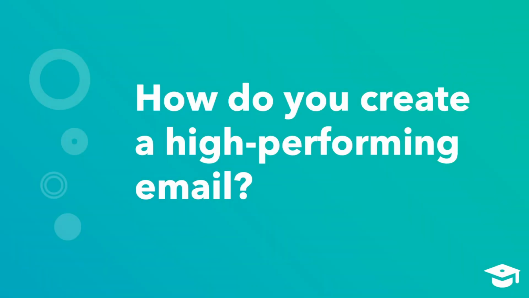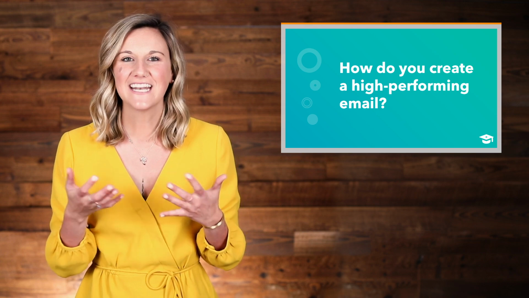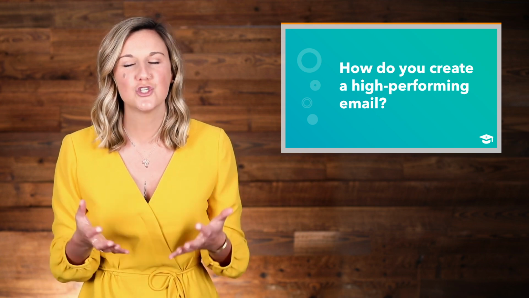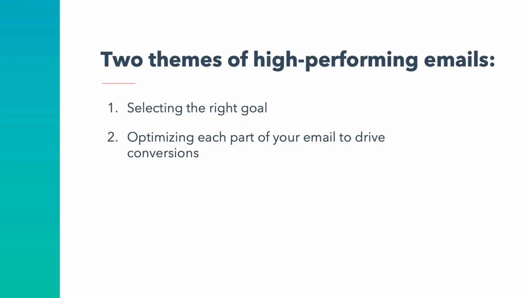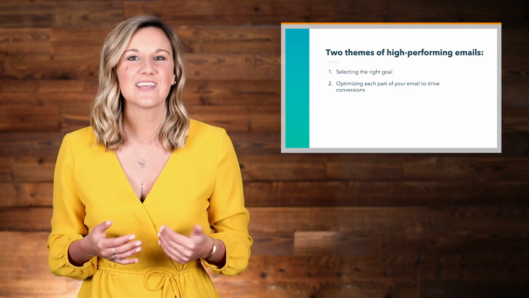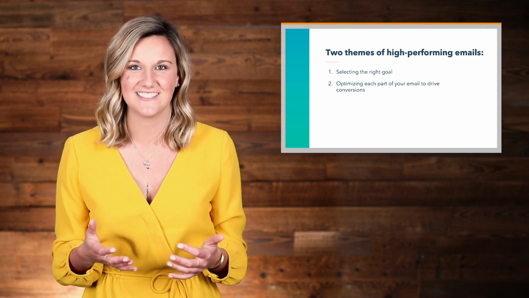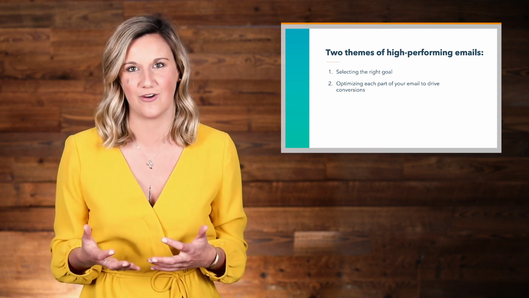How do you create high-performing emails that will engage with your contacts? Creating high-performing emails comes down to two main themes. First, selecting the right goal for your email. And second, optimizing each part of your email to drive the conversions towards that goal. Inside each of these themes are best practices and key components to execute on.